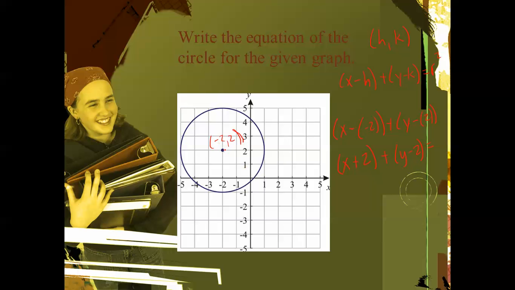Okay, and then if we look here at the radius, we're just going to count to the edge of the circle. So here's my center, and if I count out, I go 1, 2, 3. So that equals 3 squared. To finish it out, we have (x plus 2) squared plus (y minus 2) squared equals 9.